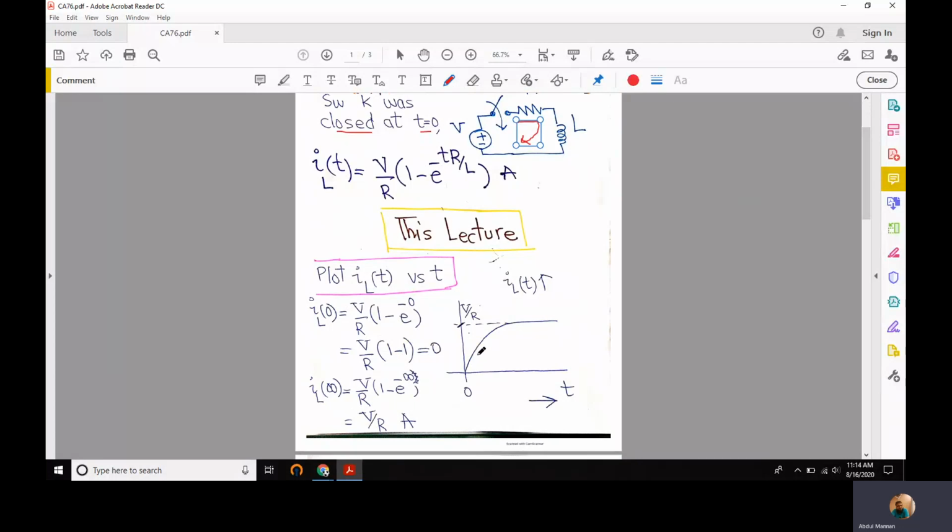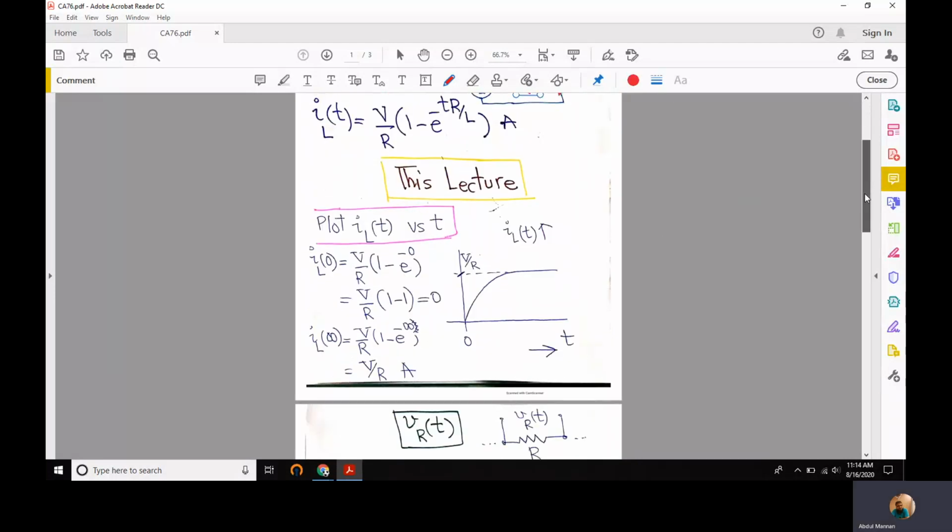This means the current increases as we close the switch. As we close the switch, the initial current through this inductor is 0. Then the current starts building up and it attains its maximum value equal to V over R at time t is equal to infinity. This means at time t is equal to infinity, this inductor is replaced with a short circuit. But at time t is equal to 0 plus, it is open circuited.